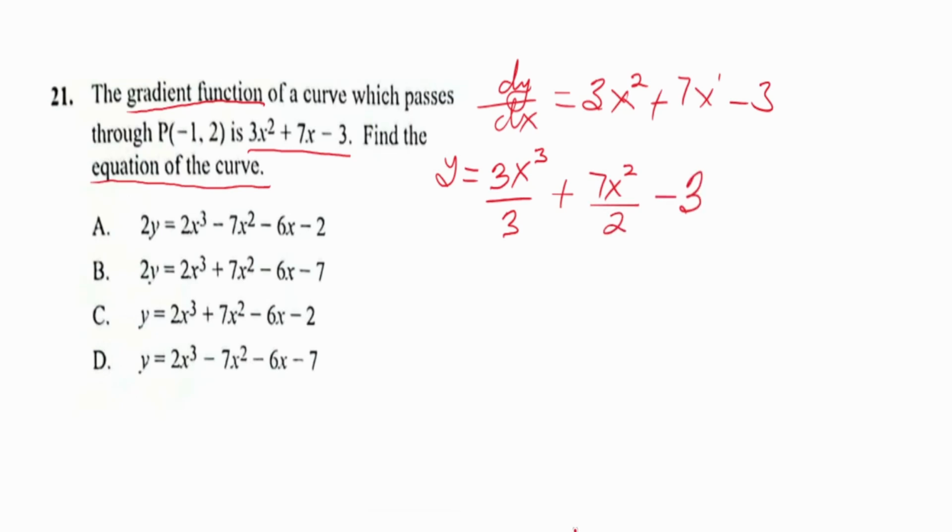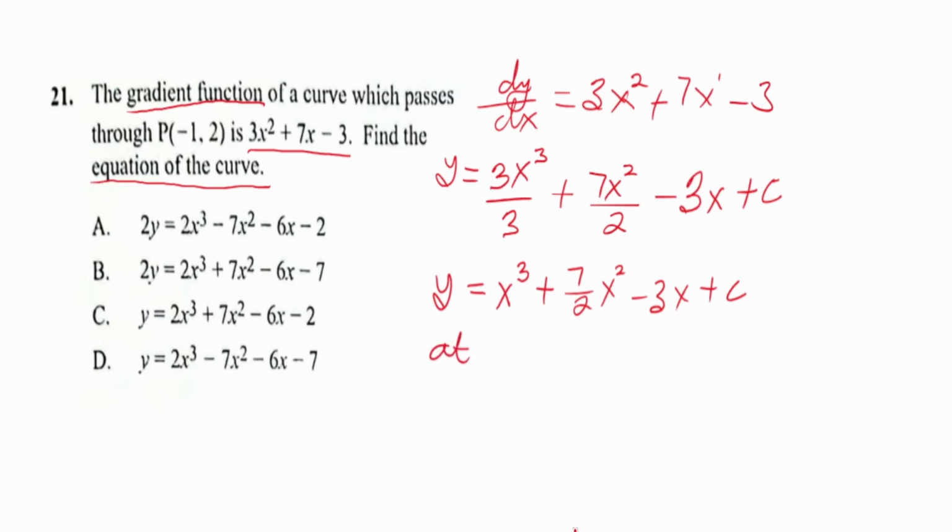This is the same as 3x exponent 0, but it's just not showing. x exponent 0 is 1, and 1 times 3 is 3, but it's just not showing. So when we add 1 here now, it becomes 3x exponent 1, which is the same as 3x. So we have 3x over 1, which is the same as 3x, so we do not write that. Then plus a constant c, which we'll be working for. Just to rewrite this, it gives us y equal to x cubed, because 3 over 3 is 1, plus 7 over 2 x squared minus 3x plus c.